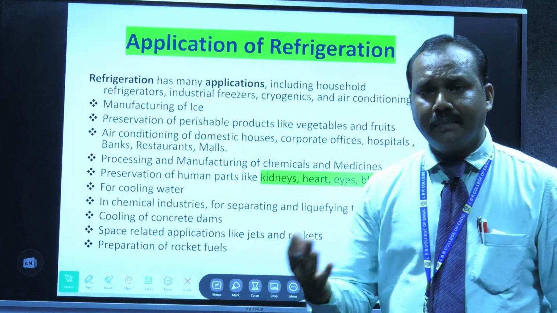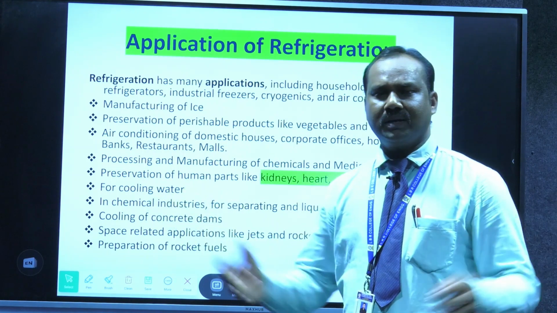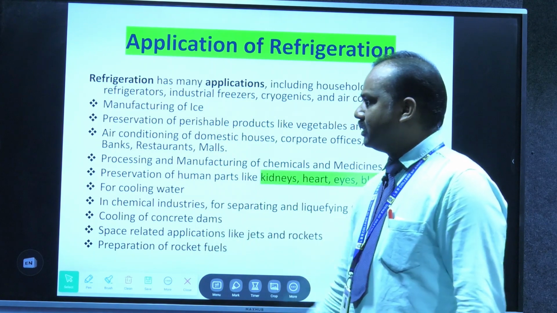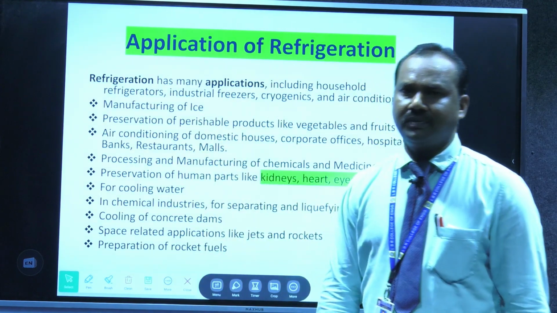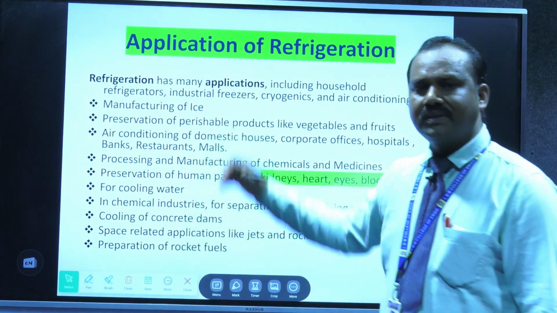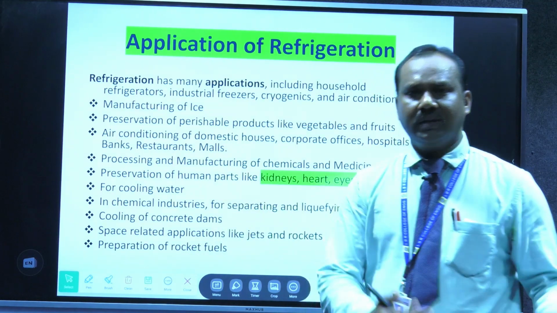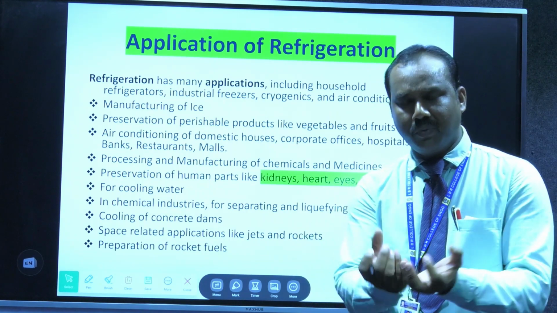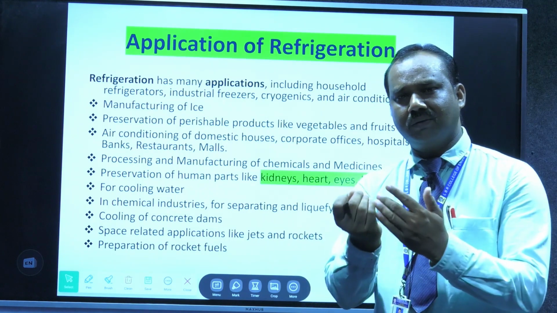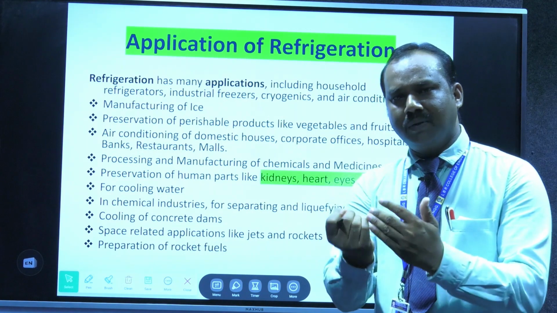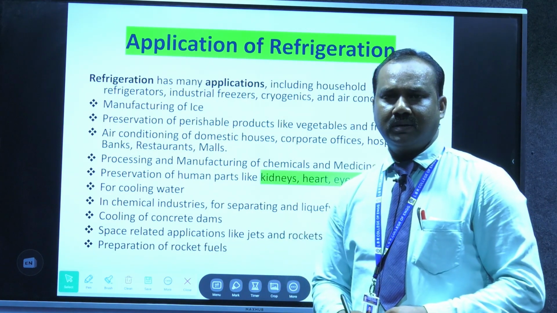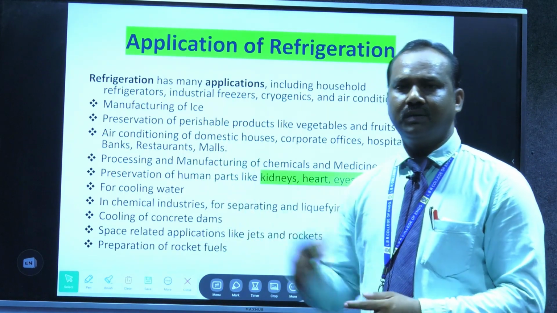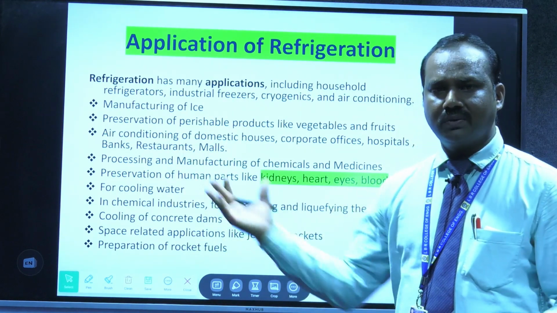Then well-defined applications of refrigeration. There are many applications of refrigeration. I have listed them on the slide here. Look at here. So one is manufacturing of ice. In the outside environment, water is available. If you want to make ice, we need to remove heat from the water, so the temperature of water reduces from room temperature to 0 degrees centigrade. Once it reaches 0 degrees centigrade, it becomes ice. How to remove heat? By using refrigeration. So while manufacturing ice, we require refrigeration.